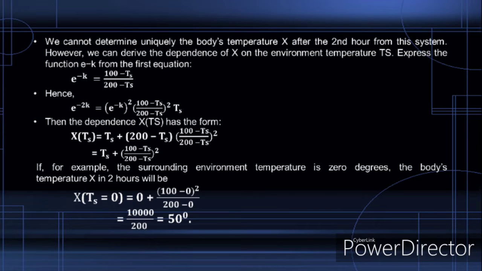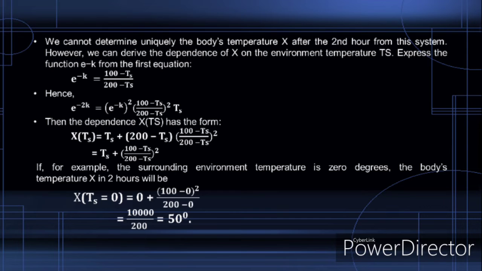Then the dependence x(t_s) has the form x(t_s) equals t_s plus (200 minus t_s) times the quantity (100 minus t_s over 200 minus t_s) raised to 2. So we have x(t_s) equals t_s plus the quantity (100 minus t_s) squared over (200 minus t_s).